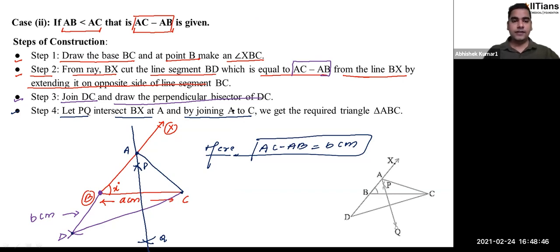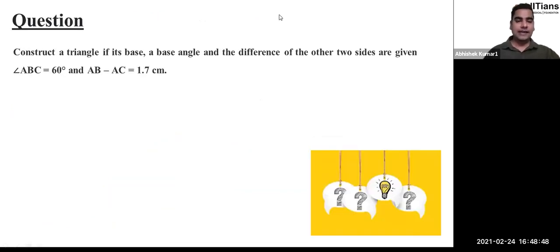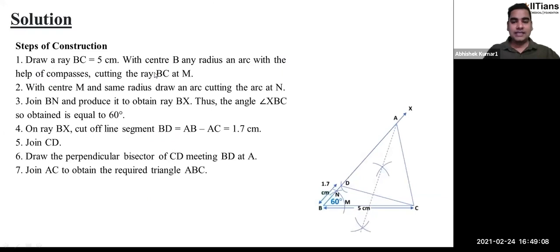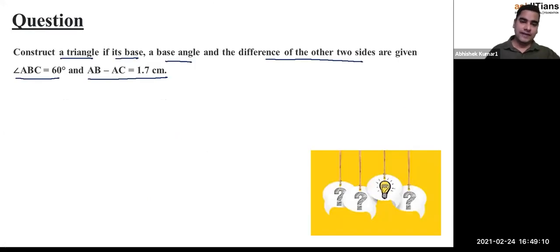Done? All right. So now we have an example. You have to construct a triangle if its base, a base angle, and the difference of the other two sides are provided. So we have ABC here, 60 degree. You have the difference of two sides, which is 1.7 centimeter. And the base is BC, which is equal to 5 centimeter here.